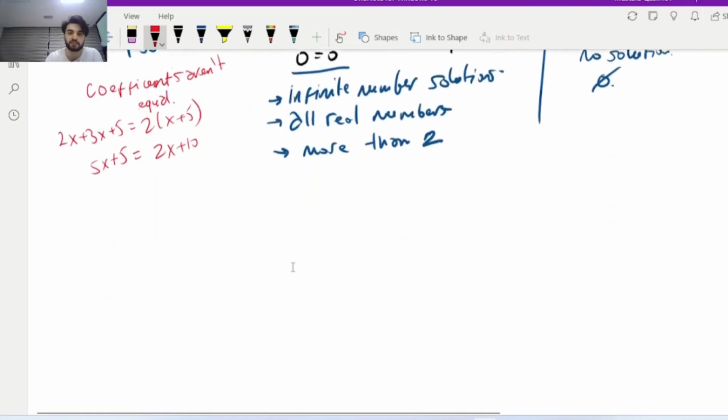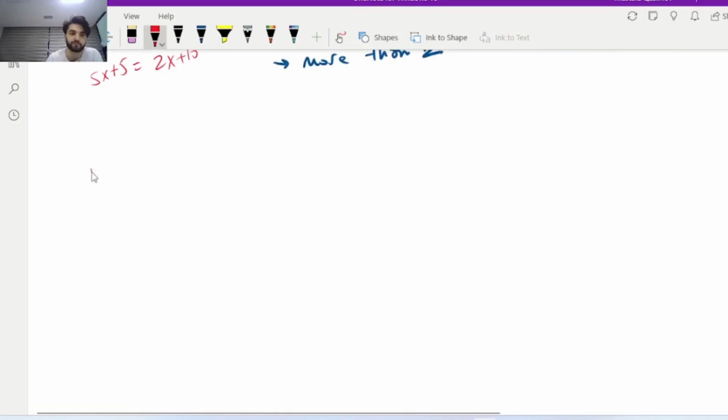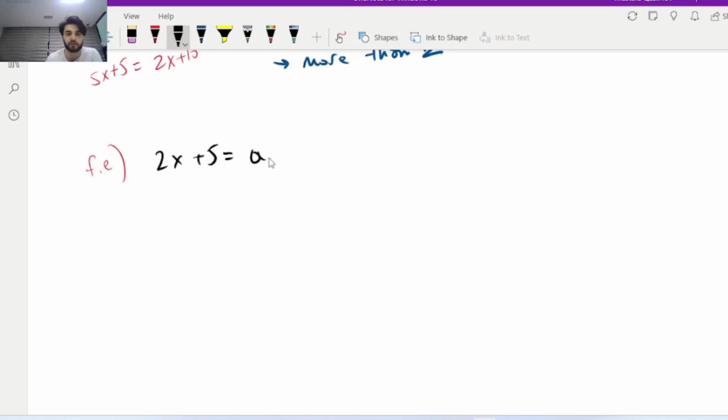Okay, for example, let's give one question. 2x plus 5 is equal to ax plus b. For which values of a and b does this equation have an infinite number of solutions? Then we just have to make a equal to 2, b equal to 5.